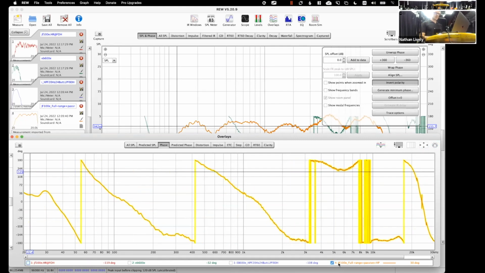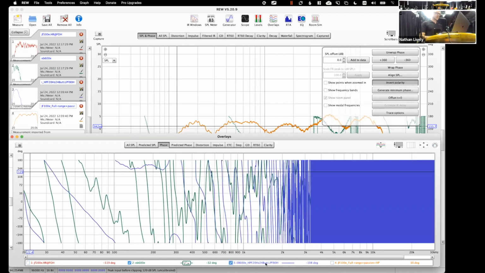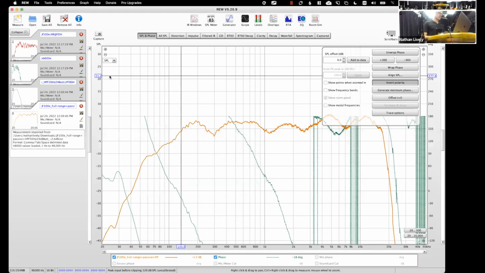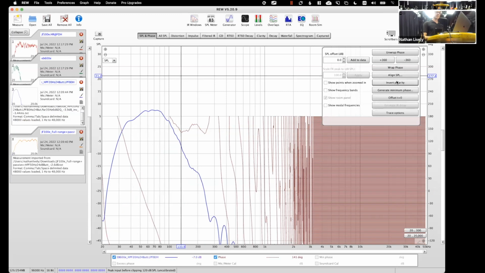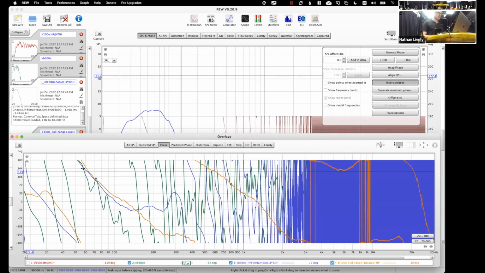Now let's go to our sub. Here's the sub from SubAligner. And boy, they look quite different, don't they? Let's check that. Oh, so this one needs a polarity inversion as well, right? So we go over here, invert polarity. There we go. Now we can look at all of these on top of each other.